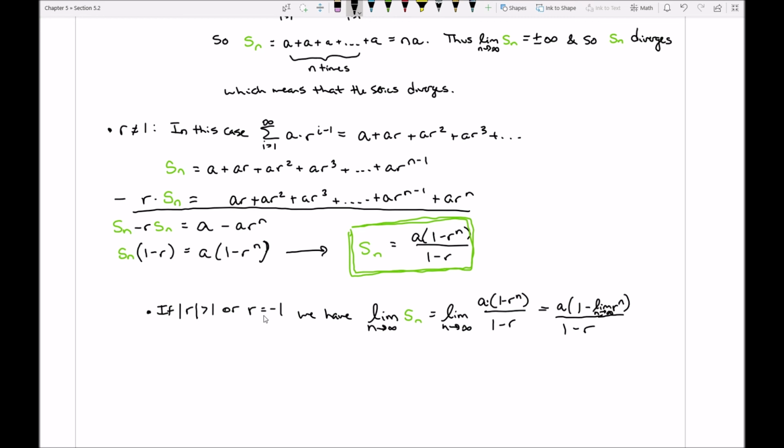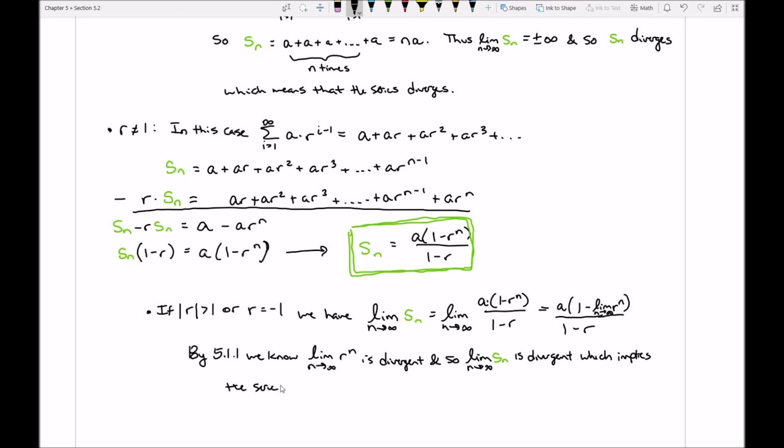Well, if you went and looked at the video, what you should have seen is that definitely this thing here is not going to exist. That means we might have something like a positive or negative infinity, but we got that this is divergent. So I'll state here that by 5.1.1, we know that the limit of r to the n as n approaches infinity with these values of r is divergent. And so the limit as n approaches infinity of s sub n is divergent, which implies the series is divergent.